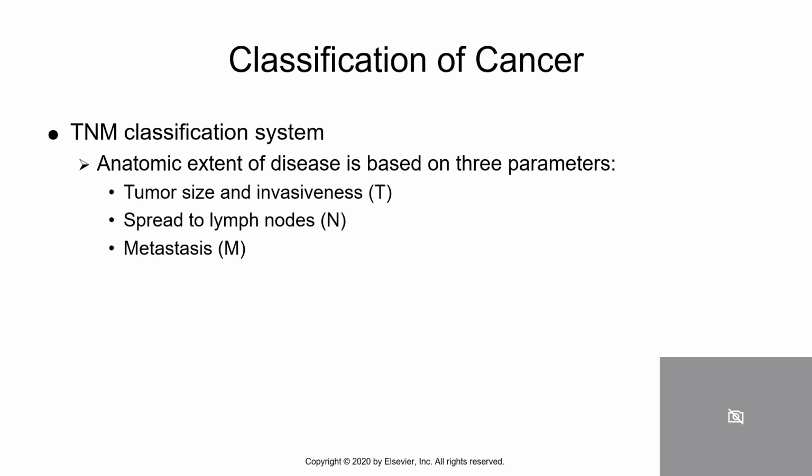You need to know this classification of cancer as far as the TNM classification system. I mentioned it at the beginning of the lecture. With the TNM, you have the T for tumor size and invasiveness, the N for spread to lymph nodes, and the M for metastasis. We can't use this for all kinds of malignancies because clearly leukemias are not solid tumors, and so that wouldn't be an appropriate type of malignancy to use this classification system. But if it's a solid tumor, we can use this to classify.